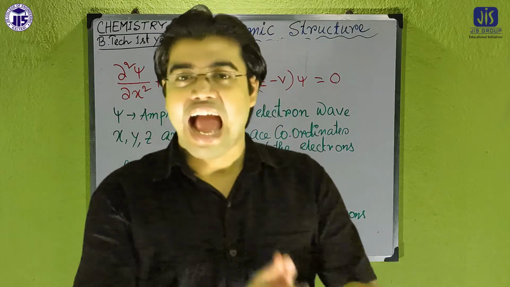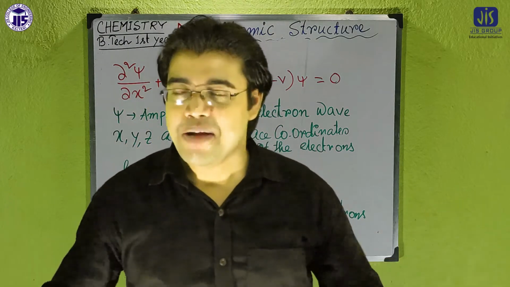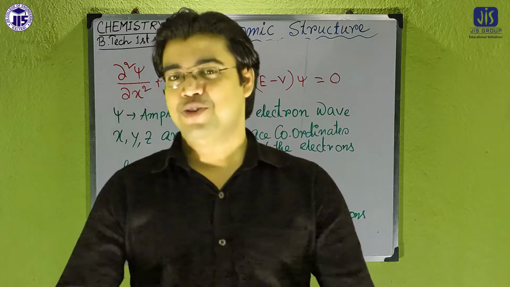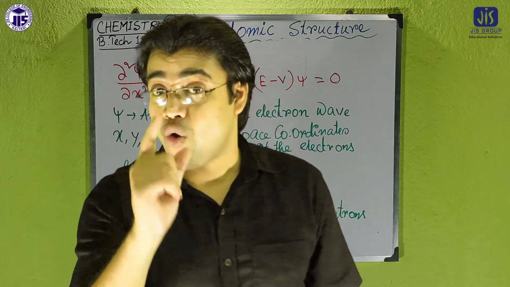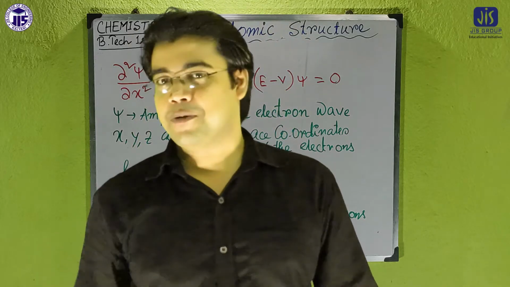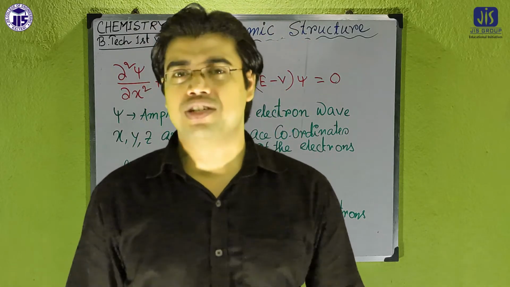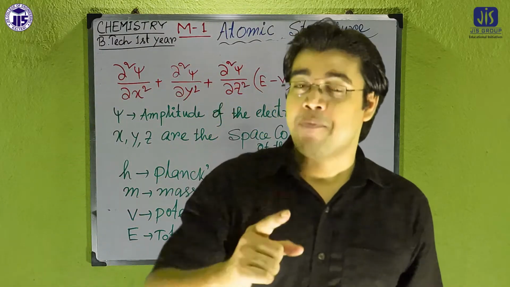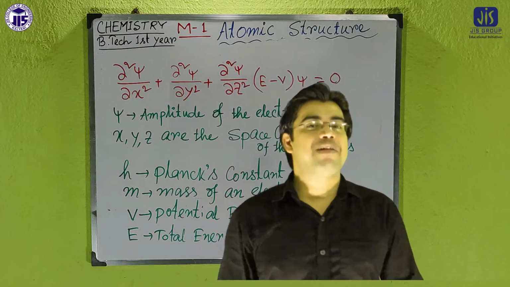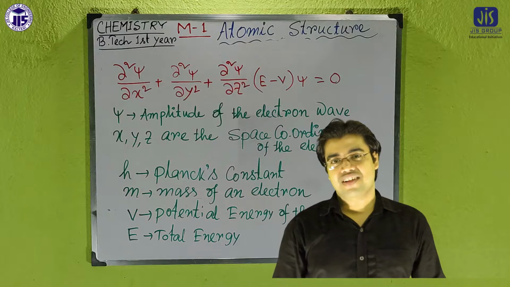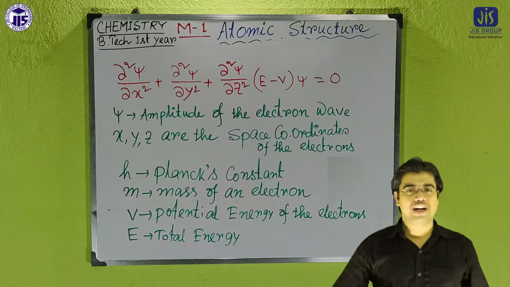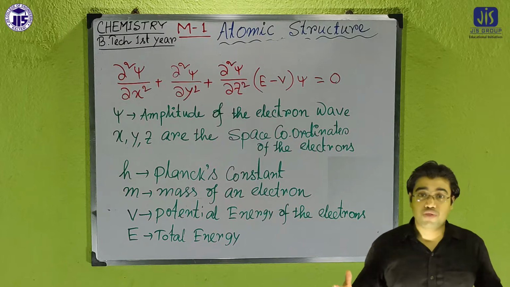Heisenberg and Schrodinger both independently established quantum mechanics at a time. In 1933, Schrodinger won the Nobel Prize for his famous Schrodinger wave equation. So what is the Schrodinger wave equation? It is: del square psi by del x square plus del square psi by del y square plus del square psi by del z square plus 8 pi square m by h square into (E minus V) equal to 0. Now what is the psi?